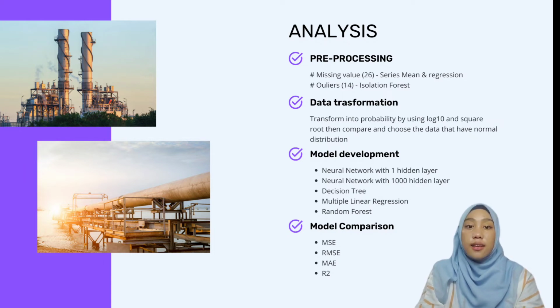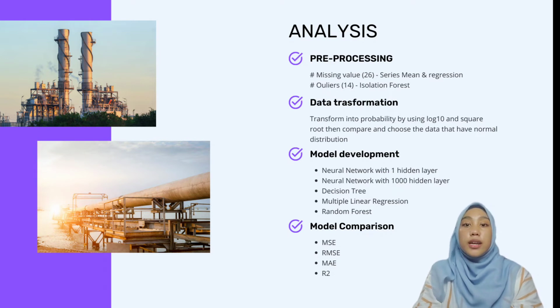In the analysis part, firstly, we will clean the dataset by doing the pre-processing, which identifies missing values and outliers. The dataset consists of 26 missing values. To handle this, we use the series mean to replace the incomplete values, and regression if the missing value is from the target variable. For outliers, we use isolation forest to detect them. The result shows 14 outliers, and we decided to delete the records that contain outliers.